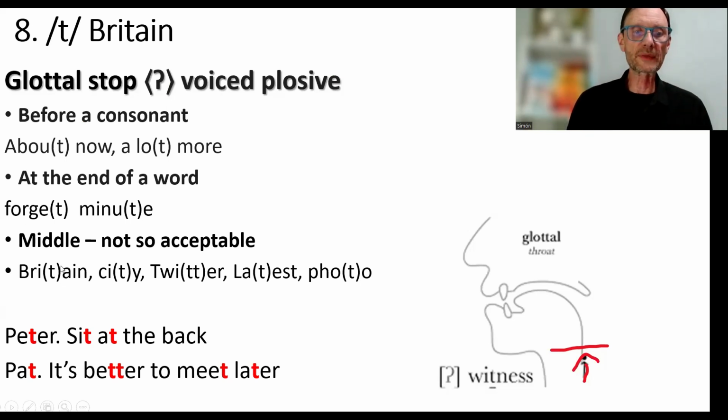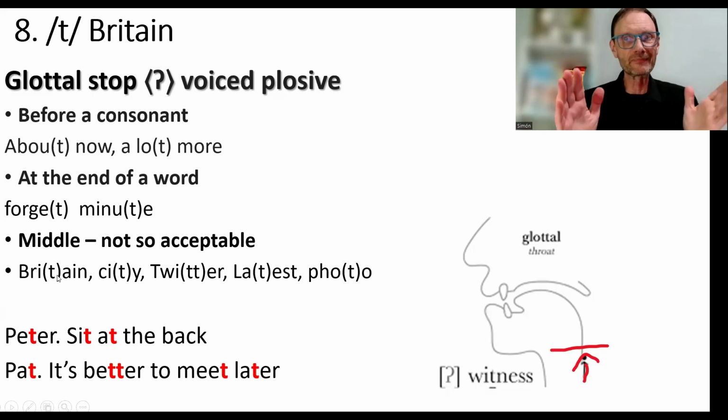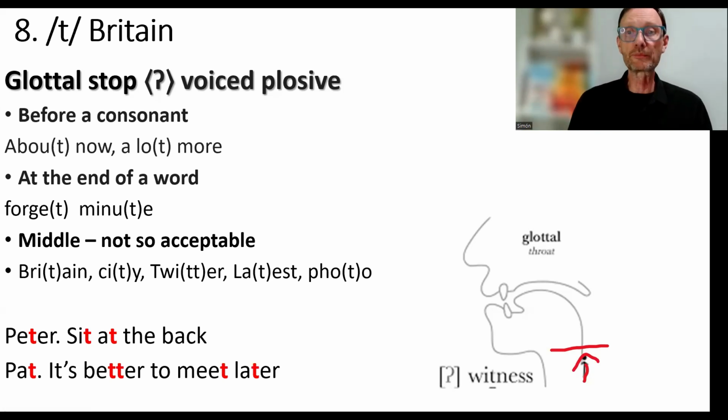Although you do sometimes hear people on the BBC say Britain, rather than Britain. It's one word that, maybe because it's so common, is acceptable. But you should say Britain, city, Twitter, latest, and photo, including those other sounds that we've studied. So again, in standard British English, we could say Peter, sit, sit a. Maybe the other T here is not pronounced so much at the end. Even in standard British English, sit at the back, sit at the, you don't have to pronounce it so strongly.